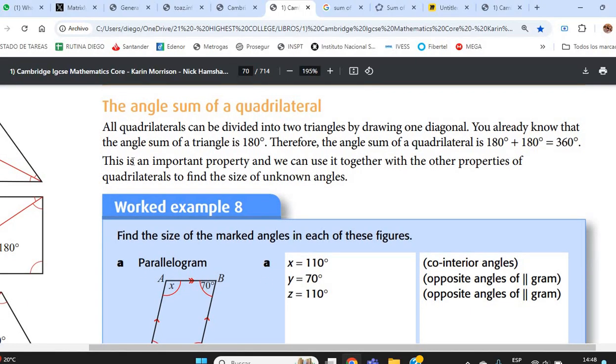The angle sum of a quadrilateral. It says an important property that we can use together with other properties of quadrilaterals is to find the size of unknown angles. The angle sum of a quadrilateral is 360. This is important. The sum of the angles of a quadrilateral is 360.